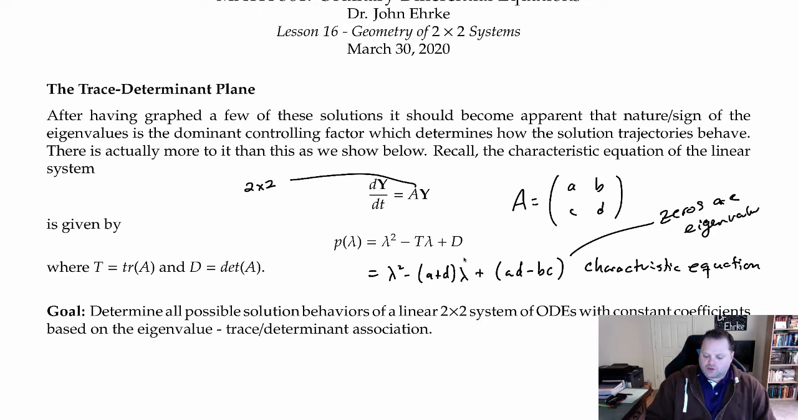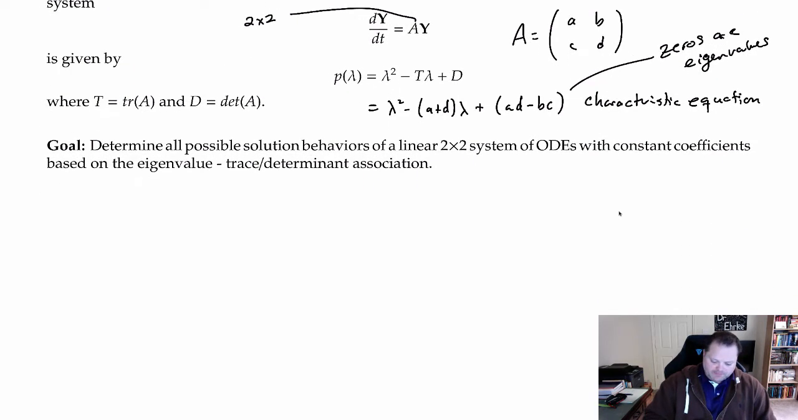And so I want to use that to our advantage to talk about all possible solution behaviors of a 2x2 linear system with constant coefficients based on the association between eigenvalues and coefficient matrix A, B, C, D values. Let me explain. If I tell you the characteristic equation is lambda squared minus (A plus D) lambda plus AD minus BC. At this point in the course, you have no problem with that.